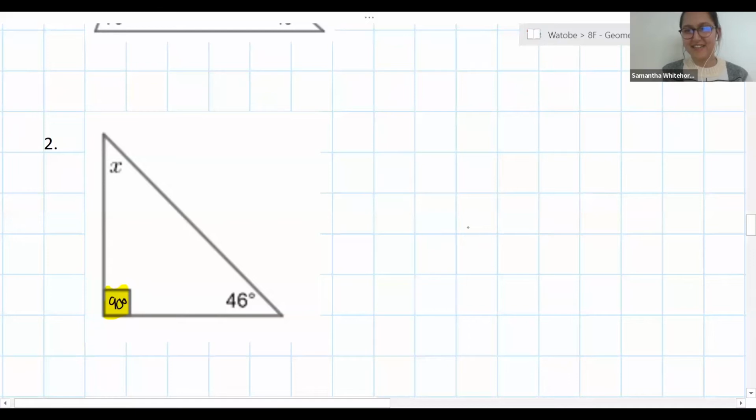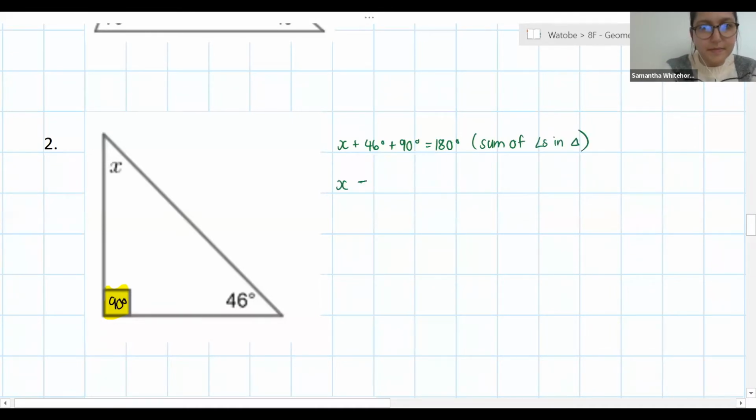I said it's X plus 46 degrees plus 90 degrees is equal to 180 degrees. And my reason was sum of interior angles. And then I said X is equal to 180 degrees minus 90 degrees minus 46 degrees, which is equal to 44 degrees. Awesome. Well done, Leica. Thank you. You did so well, Leica.